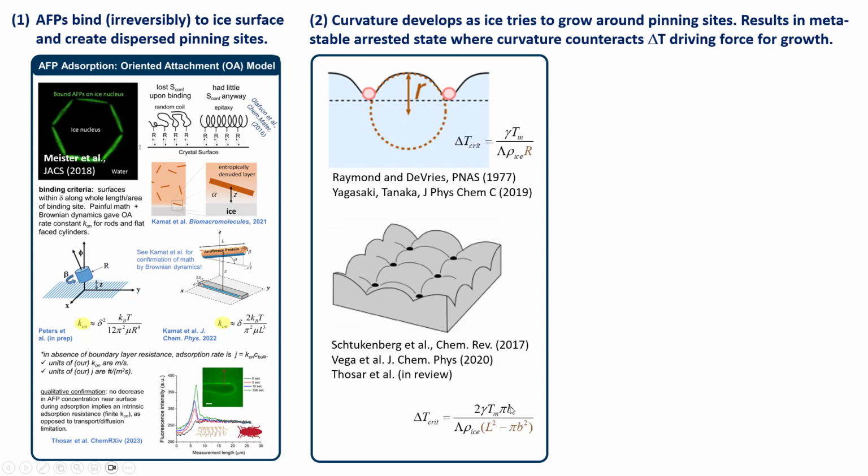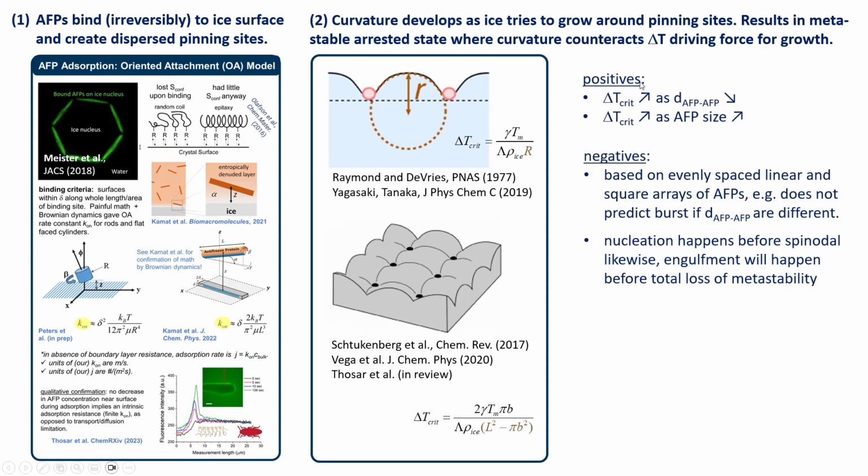There's a lot to like in these formulas. One is that as the distance between antifreeze proteins in both cases gets closer and closer, predicted thermal hysteresis goes up. Also, as the antifreeze protein size increases, then the resistance to engulfment goes up too. Of course, the Raymond and DeVries formula says nothing about that, but Amish and coworkers' formula does get that qualitatively correct. There are also some downsides to this, right?